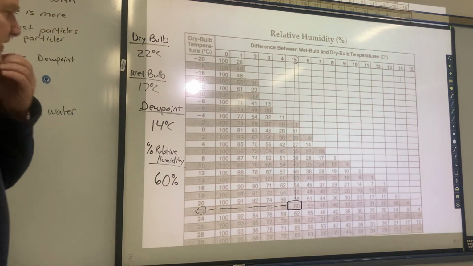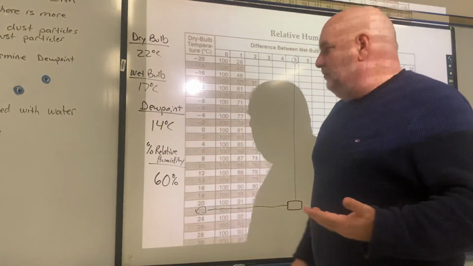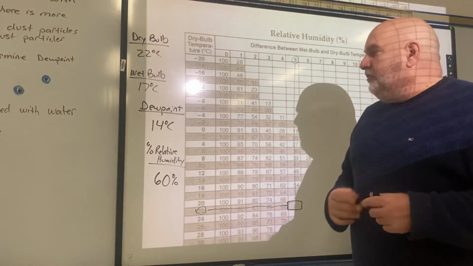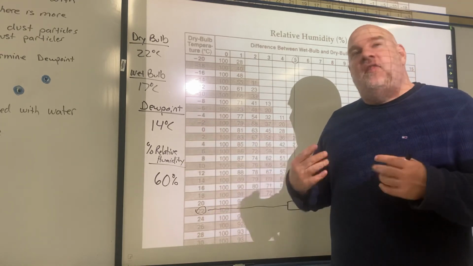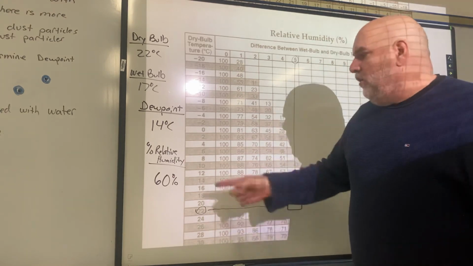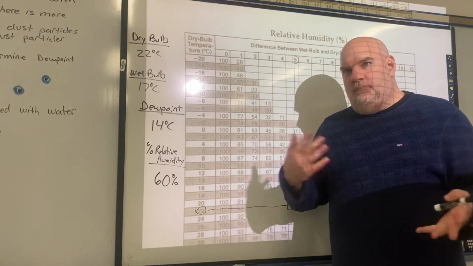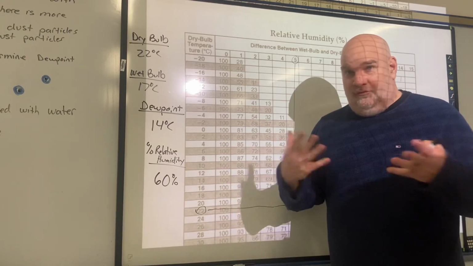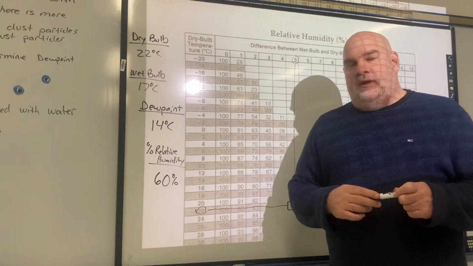So there are two ways you can describe the moisture content in this room right now. I could say the dew point temperature is 14 degrees Celsius, which tells me more about how much actual water is in the air. Or I could say the relative humidity is 60% in this room right now, which tells me what percent of the air is filled with water. So that's how you find dew point and relative humidity.